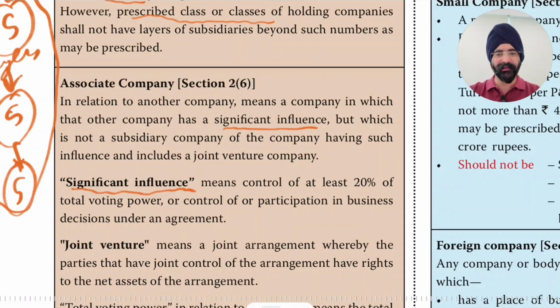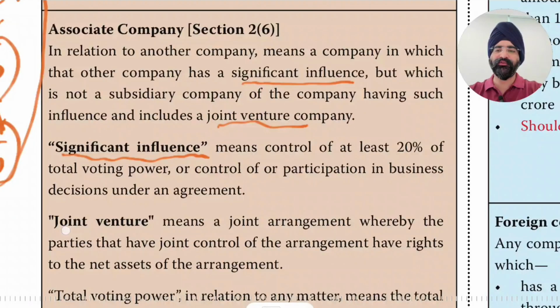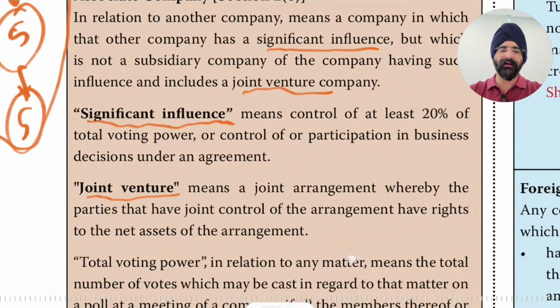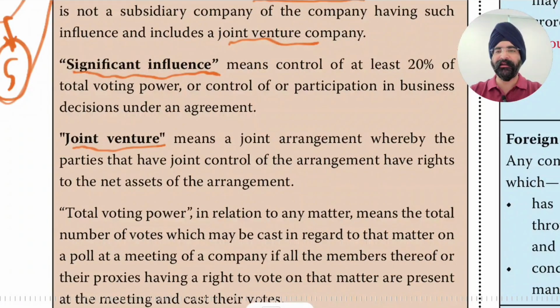section 2, subsection 6. Now another word is joint venture. A joint venture company is an associate company. Joint venture means a joint arrangement whereby the parties that have joint control of the arrangement have rights to the net assets of the arrangement. Earlier we had a restricted definition of joint venture under the Companies Act 1956, but now under the 2013 Act, the definition has widened in its scope.